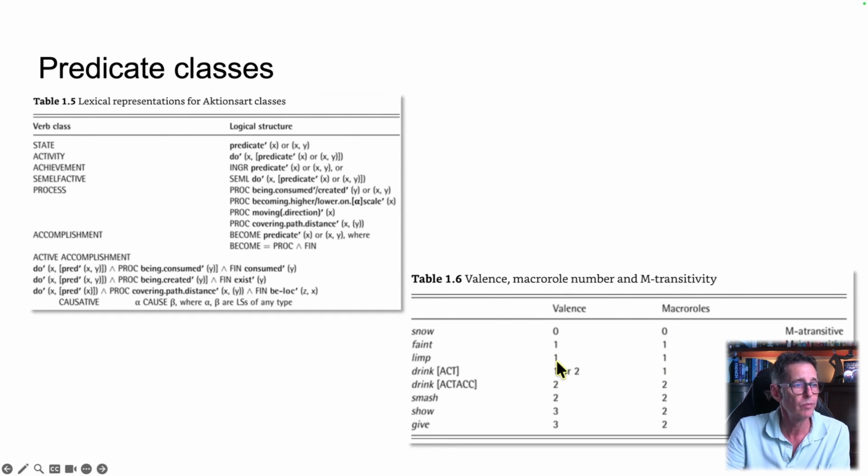Limp has one. Drink has two. So I drink something. You can leave the other one out, in which case you're drinking, but you're still drinking something. You just aren't specifying what it is. And then there's other examples like you can smash a car with two arguments and show and give with three. And how you build those into the sentence is this concept of valence and macro roles that role and reference grammar uses to model the world's languages.